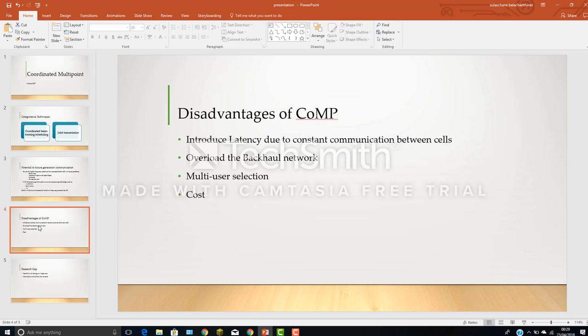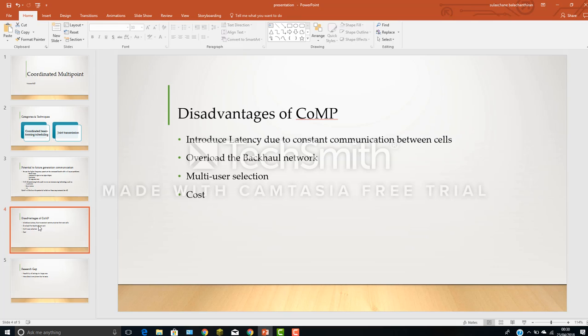Some of the disadvantages of coordinated multipoint are the latency introduced due to constant communication between cells. Since the signals will be constantly bouncing off and communicating between different cells, which is what coordinated multipoint is about, it would increase the input lag, or latency in this case, for the time it takes for the signal to work its way through the cells and be sent to the backhaul main network or to the actual users. Again, as I mentioned earlier, it can overload the backhaul network, a disadvantage mainly of joint transmission.